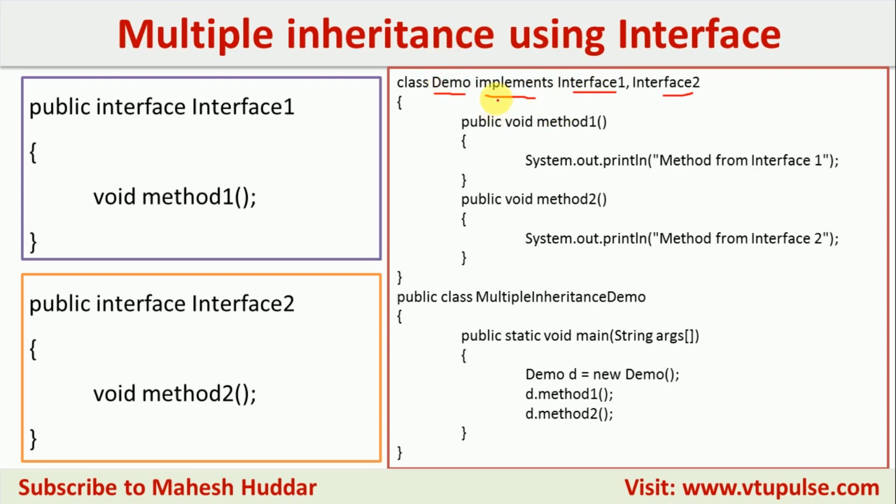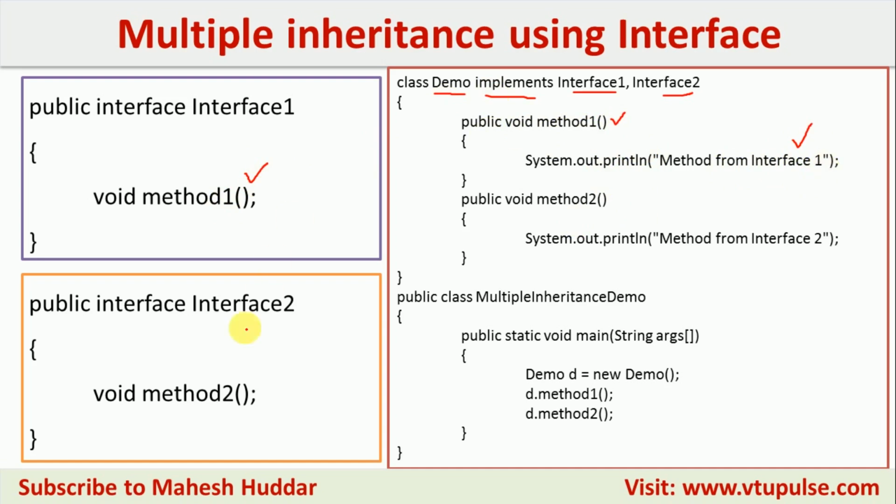That is nothing but, you can say, a kind of multiple inheritance over here. In interface 1 we have one method, that is method1. I have to implement that particular thing here, so that is what I have implemented. Public void method1, a simple line I have displayed, that is a method from interface 1 here.